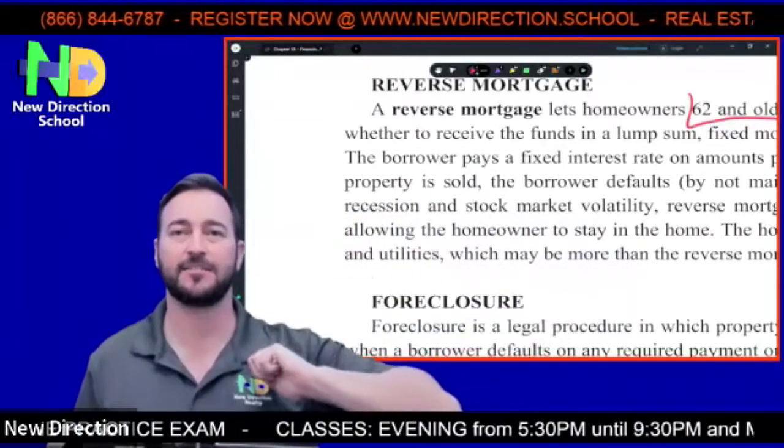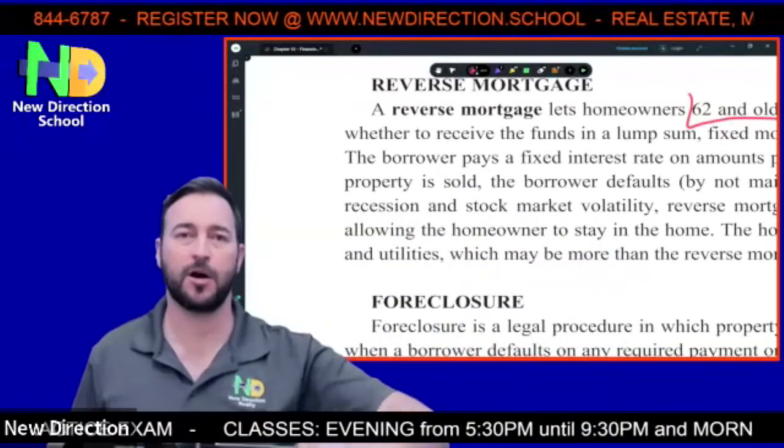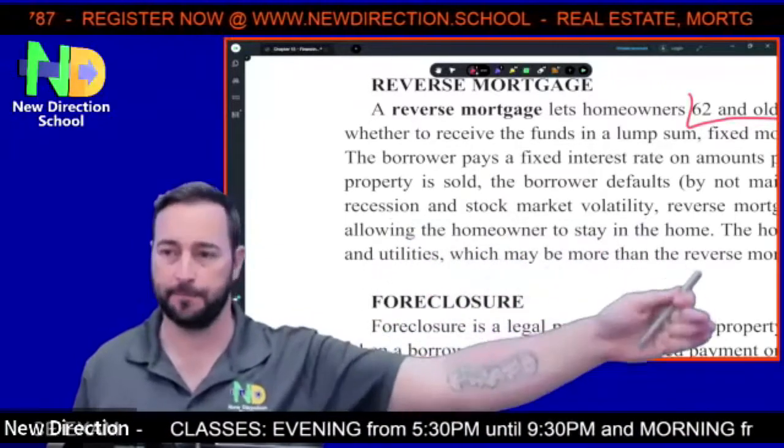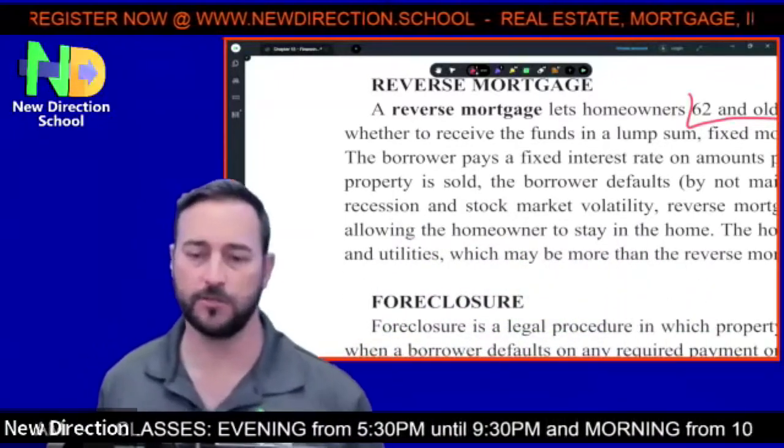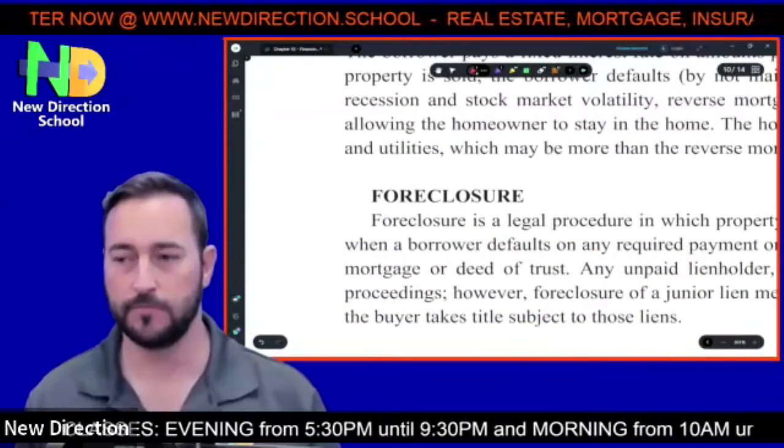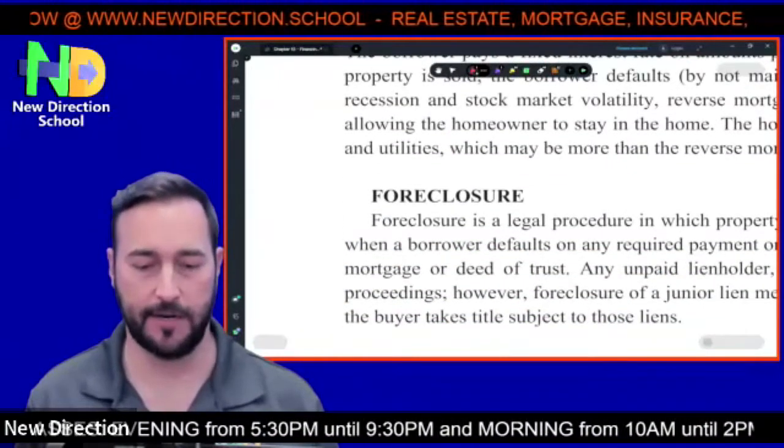And it pays until I die. So if I live until I'm 120, they keep on paying. Okay, it's called an annuity. But then once you die, they take the property. It doesn't go to the heirs.